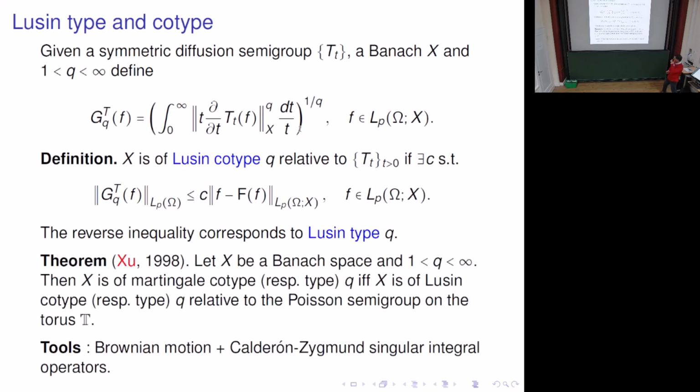Okay, so this is a quite old result I proved more than 20 years ago, in the special case when the semigroup is the Poisson semigroup on the unit circle.